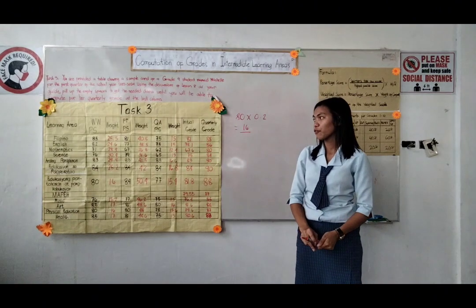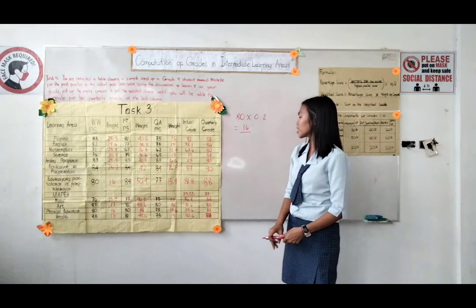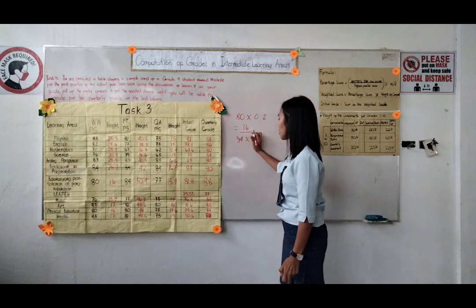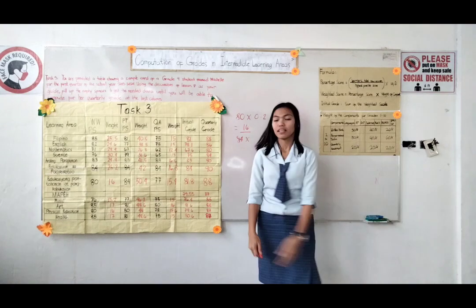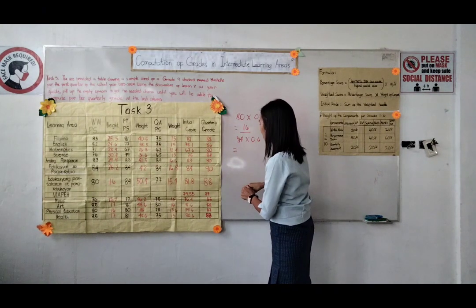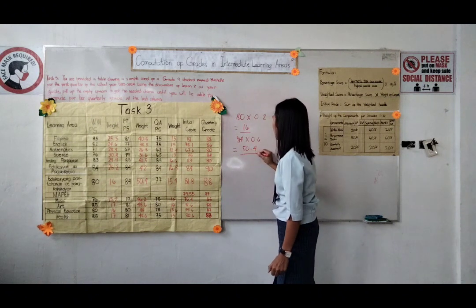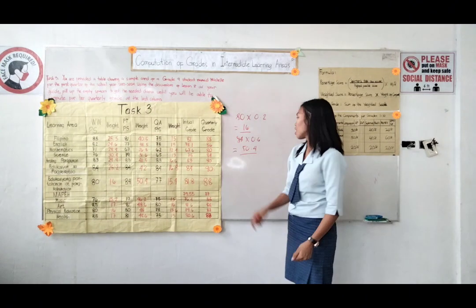So next is the performance task. In order to get the weighted score in performance task, we need to multiply the 84 times the weight of components in performance task, which is 60%. So 84 times 0.6 is equal to 50.4. So the performance task weighted score is 50.4.